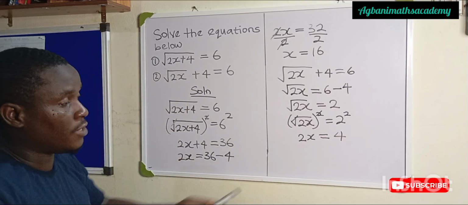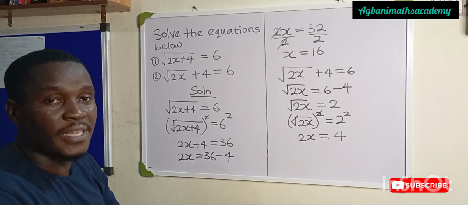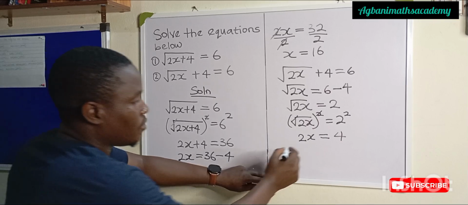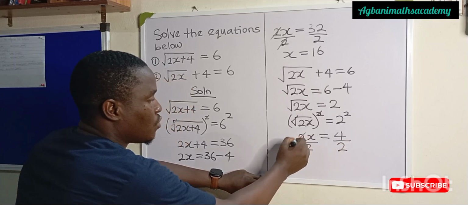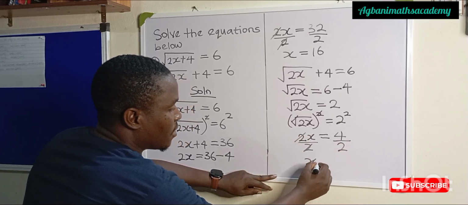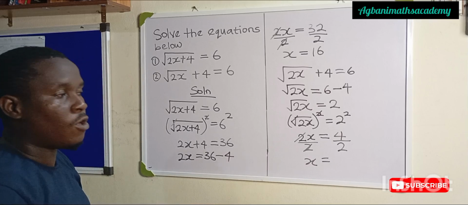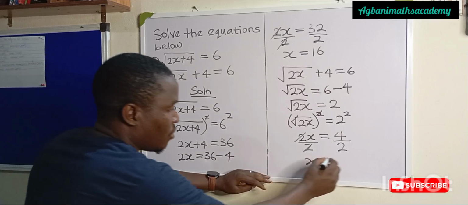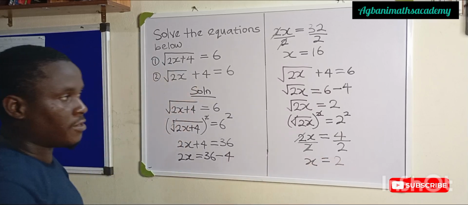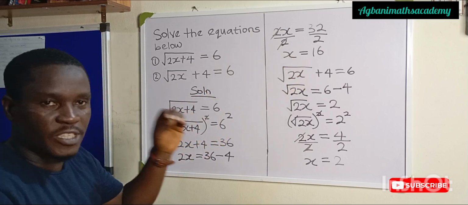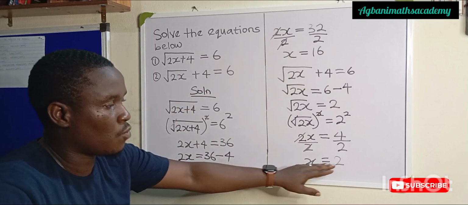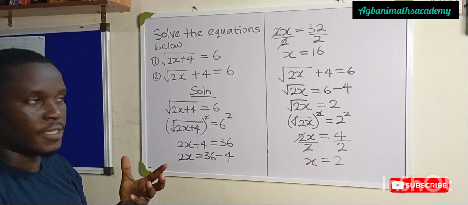The next thing we're going to do is eliminate 2 by dividing both sides by 2. So the left is divided by 2, the right is divided by 2. 2 is going to cancel out 2. We have x is equal to 4 divided by 2, which is going to give us 2. Very simple. So in the first question, x is equal to 16, but in the second question, x is equal to 2. So what do we learn from this?